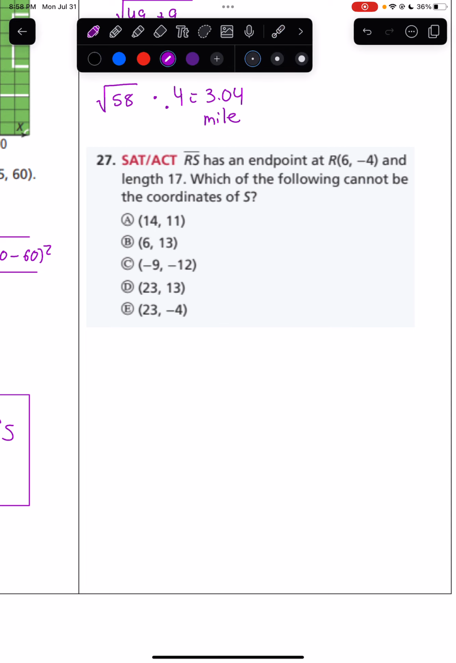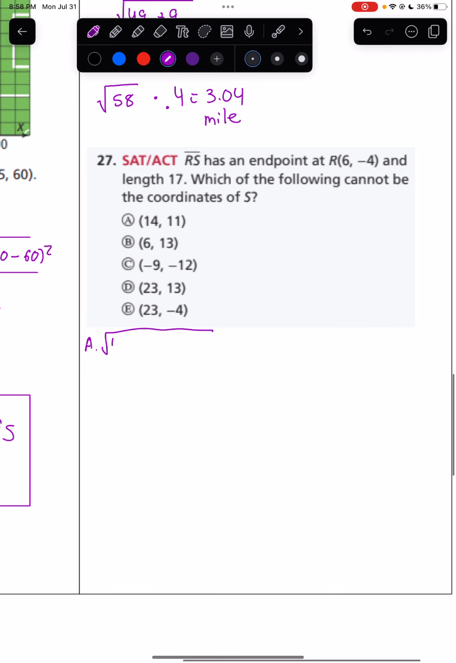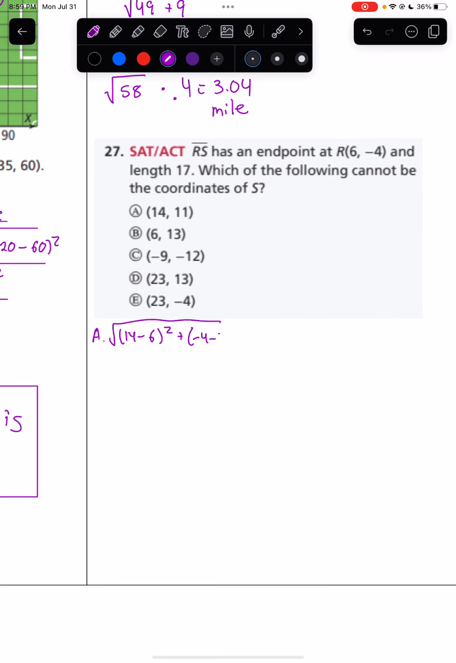So we've got, for A, I'm going to come down here, x2 minus x1 squared. So that's going to be 14 minus 6 squared plus y2 minus y1 squared. That's going to be -4 minus 11 squared. So that's going to be the square root of 8 squared plus -15 squared. That's going to be the square root of 17 squared, which is 17.